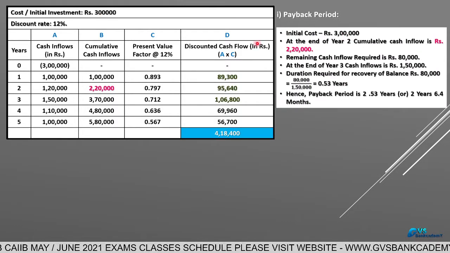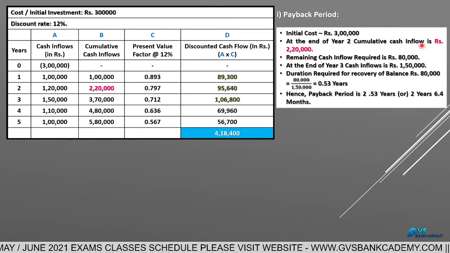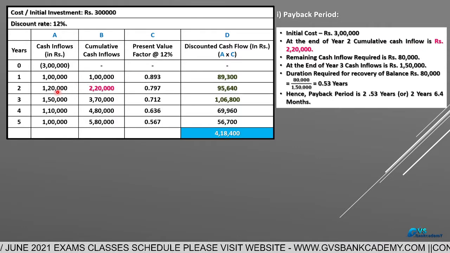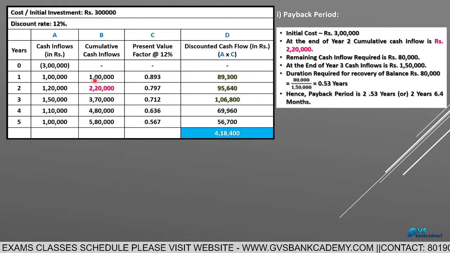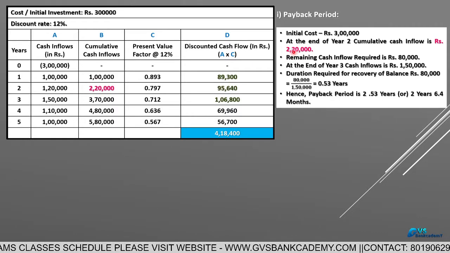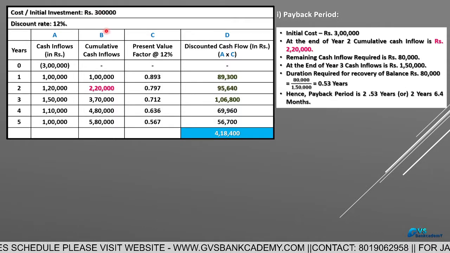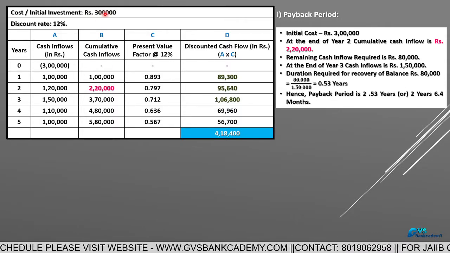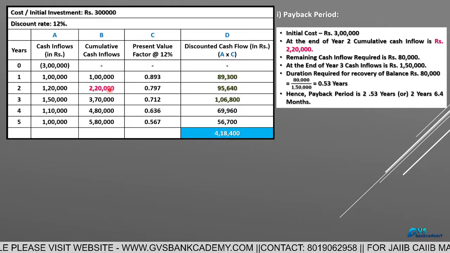Initial investment is 3 lakhs. By the end of the second year, cumulative cash flows are 1 lakh plus 1 lakh 20,000, that is 2 lakh 20,000. We are taking 2 lakh 20,000. Now we want a recovery of 3 lakhs. Already in 2 years, we got a recovery of 2 lakh 20,000.